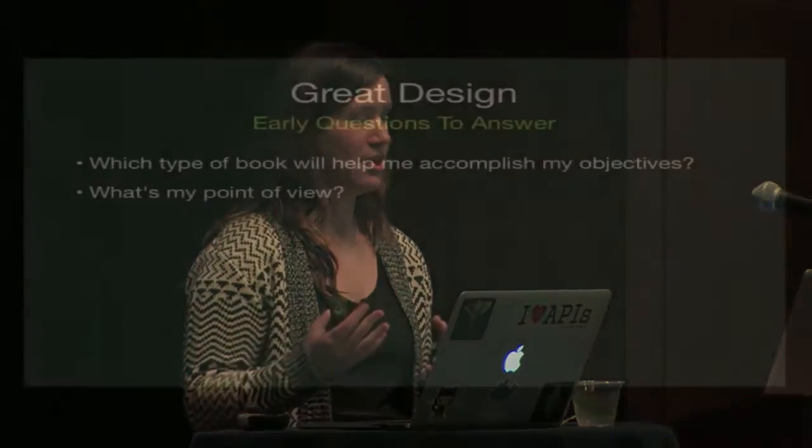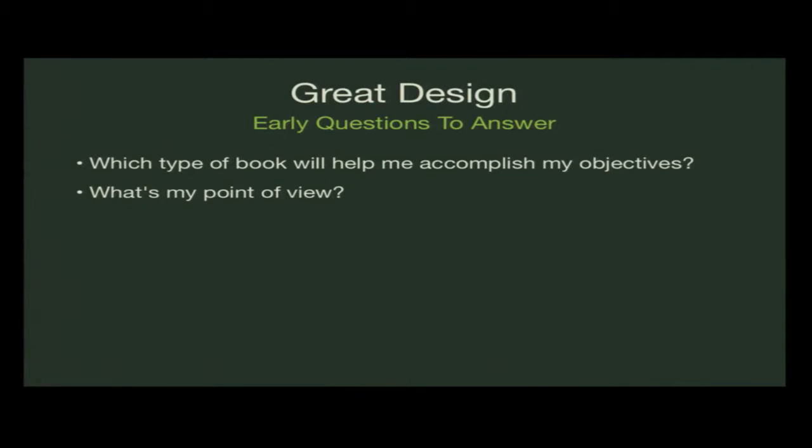The second thing that I think about a lot in great design for a book is, what's my point of view? And with this, I don't mean above or below or from the right or left. I don't mean that point of view. And I don't mean the writing point of view, which is first person, third person, et cetera. I mean, what is your identity that you're looking to impart on this self-published book of yours?